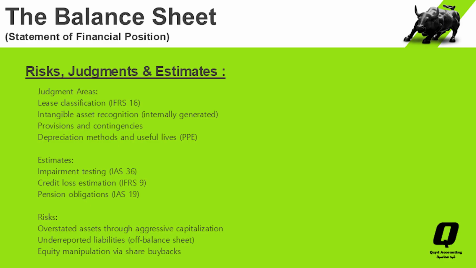Pension obligations, IAS 19. Risks: overstated assets through aggressive capitalization, underreported liabilities, off-balance sheet items, and equity manipulation via share buybacks.